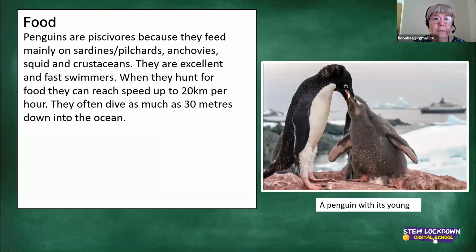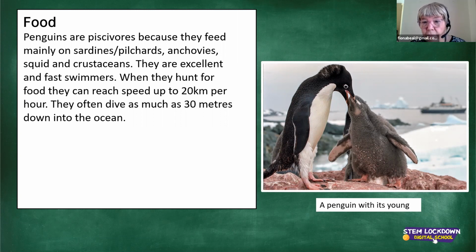What do they eat? Penguins are piscivores because they feed mainly on sardines, pilchards, anchovies, squid, and crustaceans. They are excellent and fast swimmers. When they hunt for food, they can reach speed up to 20 kilometers per hour. They often dive as much as 30 meters down into the ocean. So you can see that they are very good in the water.